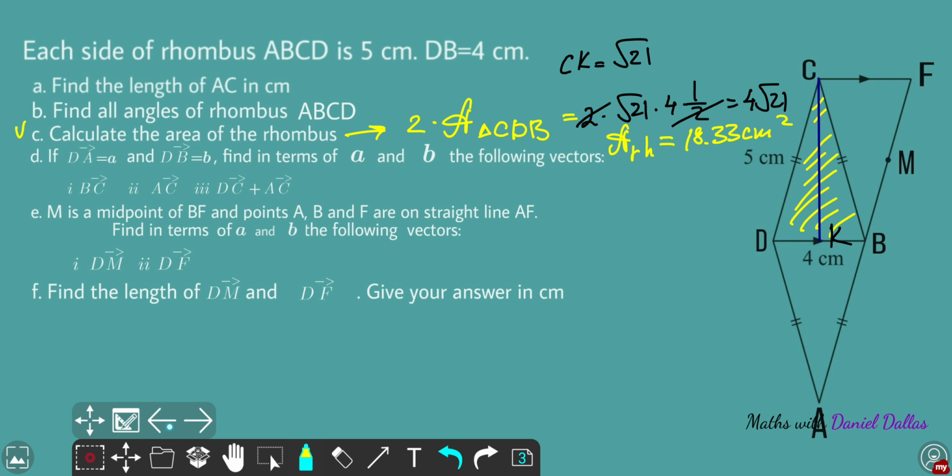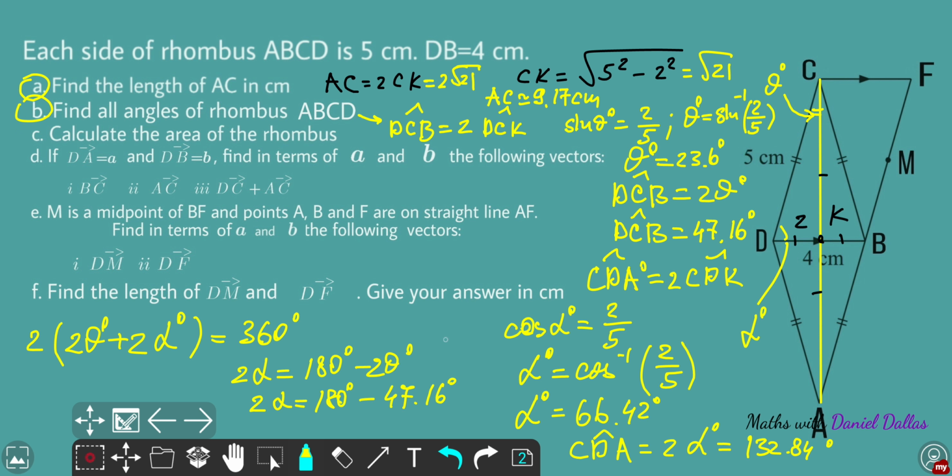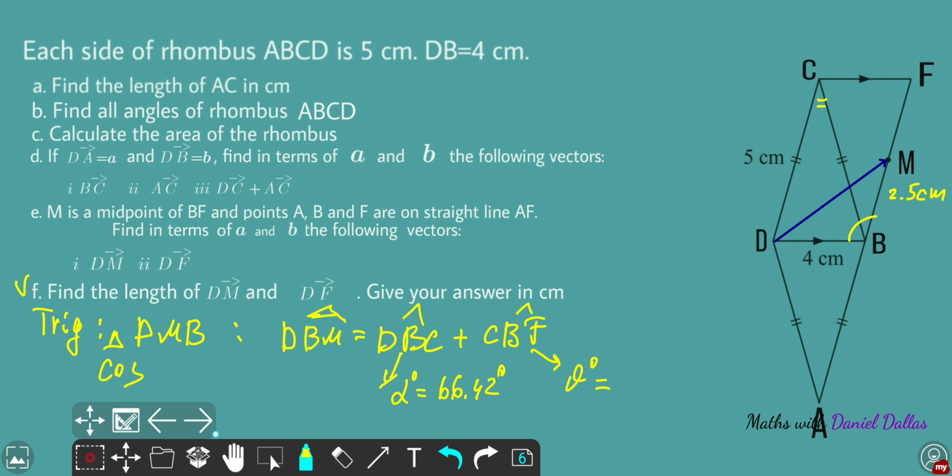And we know also that, let's go back and find angle theta that we recently found. So theta is that one, right? But we need it twice right now. So theta is the half, but we're going to double that. So twice theta is 47.16. Okay, angle DCB. So 47.16 degrees. Okay, and we need to find the total angle.